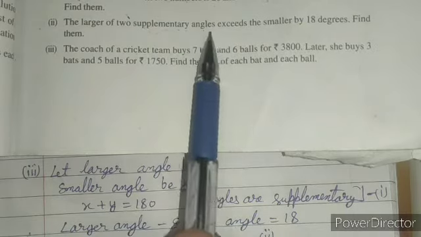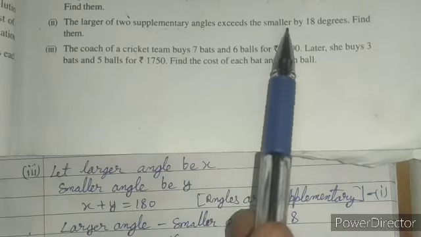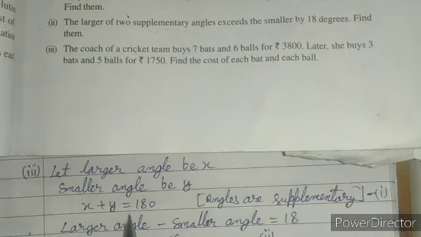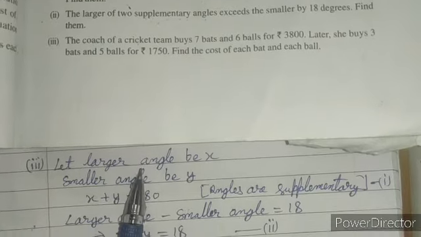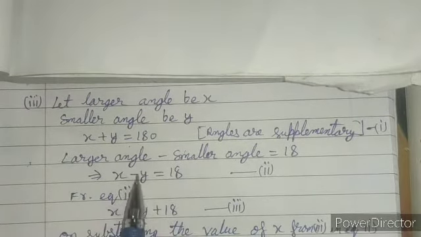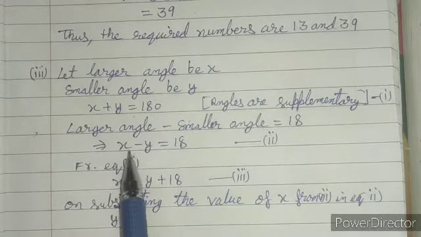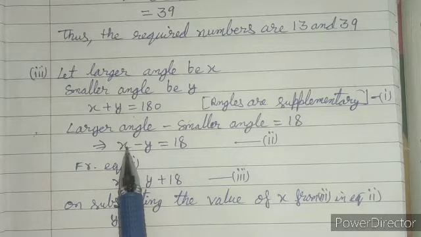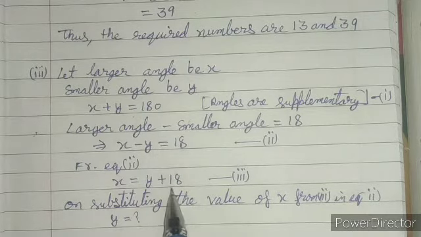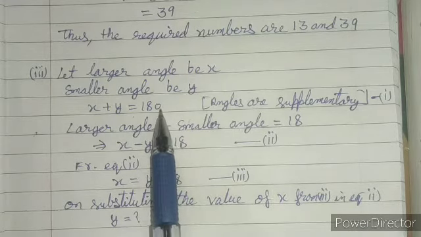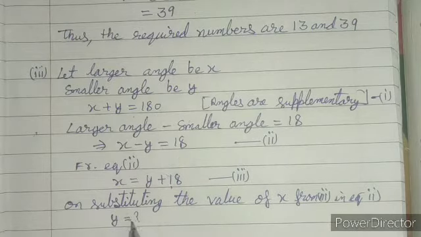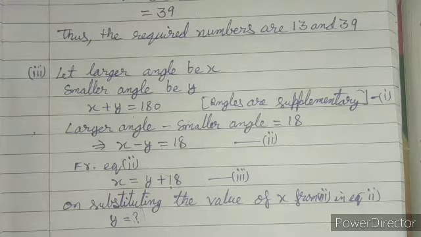The next thing given to us is that the larger angle exceeds the smaller angle by 18. That means larger angle minus smaller angle equals 18, and that gives us x minus y equal to 18. Now we will solve it by substitution method. From equation second, we are getting the value of x as y plus 18. Now on substituting the value of x from equation third in equation first, we will get the value of y, and then we will put the value of y in equation third to get the value of x, and that will give us the two angles.